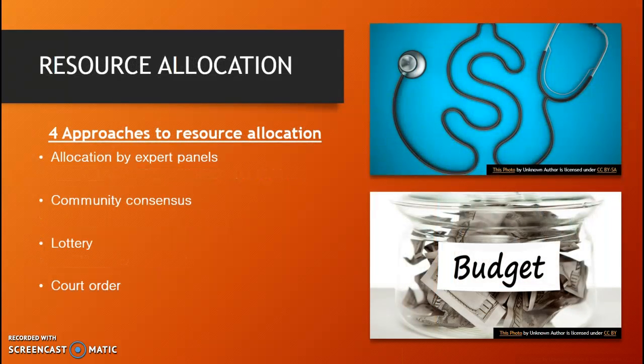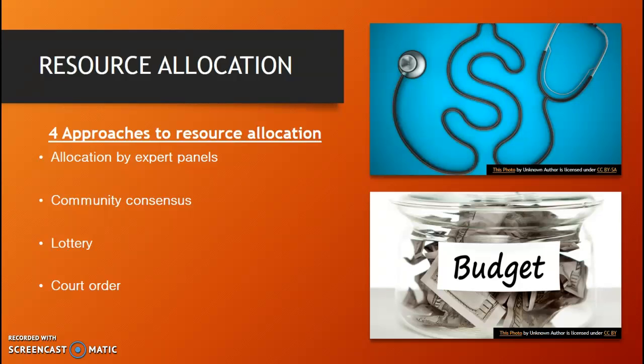Another element of healthcare is resource allocation. There are four approaches to resource allocation: allocation by expert panels, community consensus, lottery, and court order. Allocation by expert panels is when findings of experts determine whether coverage for certain services is too costly for the amount of benefit received and if it needs to be eliminated.